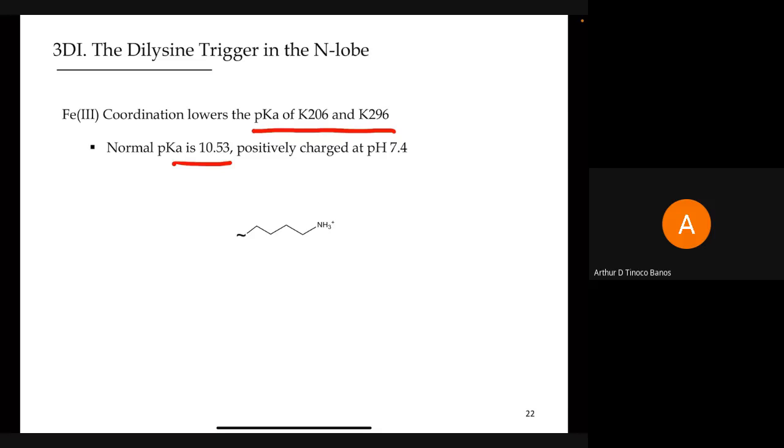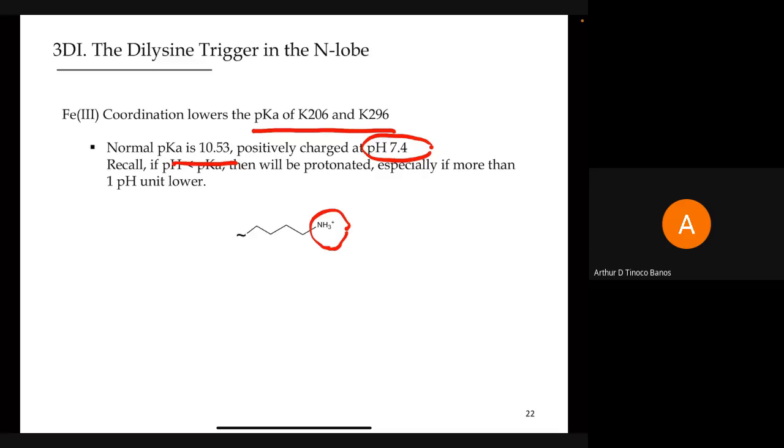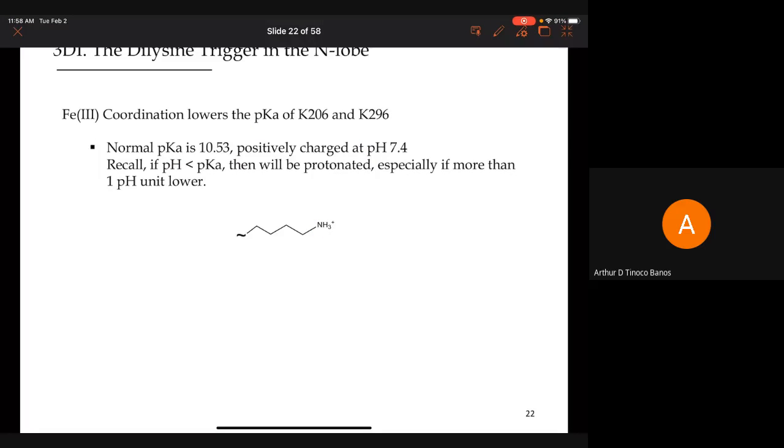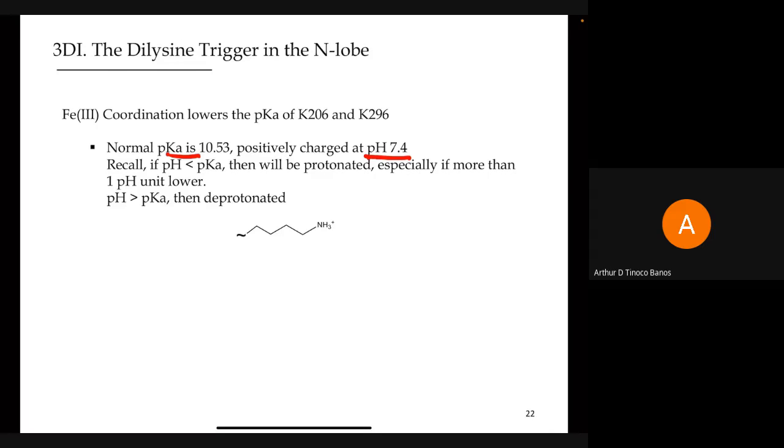So normally, the pKa of lysine is 10.53. So at a pH of 7.4, you would have a positively charged amino group for the lysine. All right, so let me just clean this up so you guys can see this a little bit better. Just keep in mind the relationship between pK and pH. If the pH is lower than the pK, then that particular residue will be protonated. If the pH is greater than the pK, then it will be deprotonated. And just to give us a perspective of what we should expect to see.